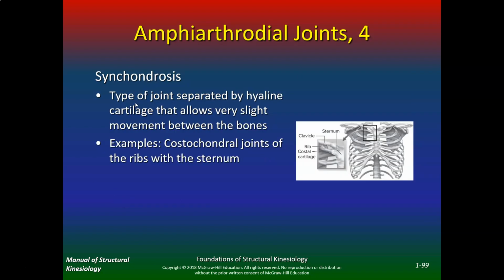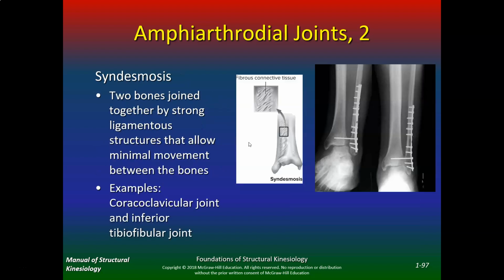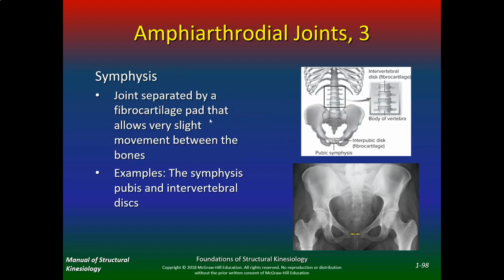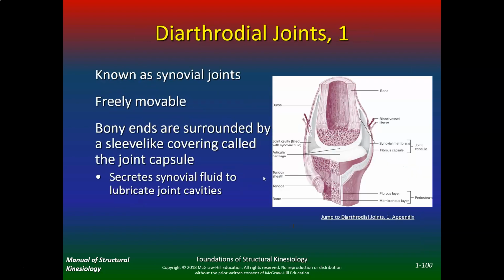Now, synchondrosis, that's a type of joint separated by hyaline cartilage that allows very slight movement between the bones. So examples of that are costochondral joints. So make sure when you study the joints, you know what example is in the human body. So I would say, give me a type of synchondrosis joint. Give me a type of symphysis joint. So that's how you study that.